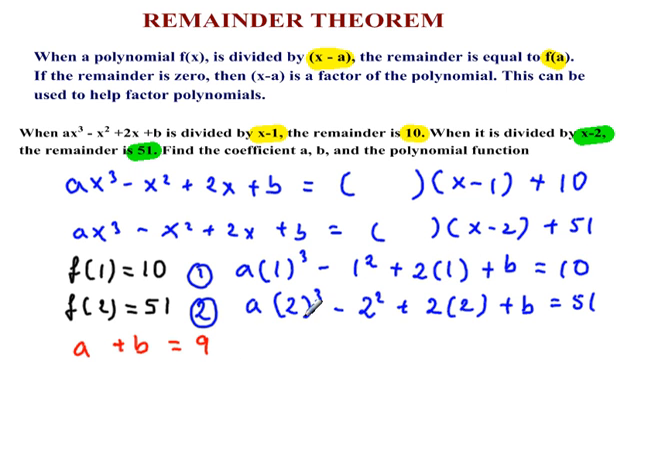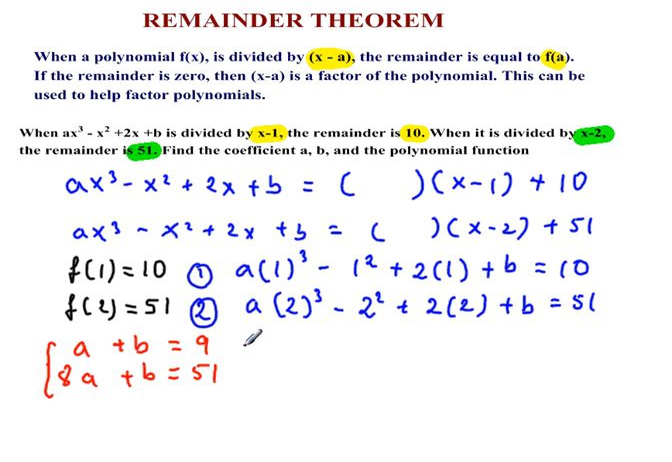The second one, the coefficient in front of a is 8, so 8a plus b equals 51. Negative 4 and 4 cancel each other out. 8a plus b is equal to 51. So this is the system of equations that we need to solve.